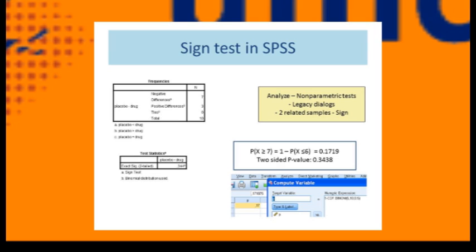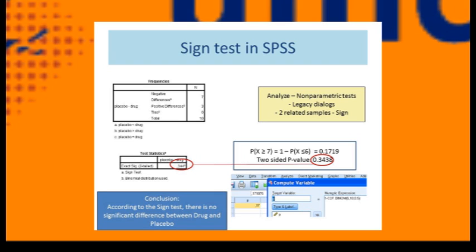We can check this value by using the CDF, the cumulative distribution function, in SPSS. The probability of finding 7 negative values, or more, is equal to 1 minus the probability of finding 6 or less, which is 0.1719. This is the one-sided p-value. Doubling this value will give 0.3438, which is the same as the result of the sign test, rounded to 3 decimal places. The conclusion is, according to the sign test, there is no significant difference between hours of sleeping after drug or placebo.